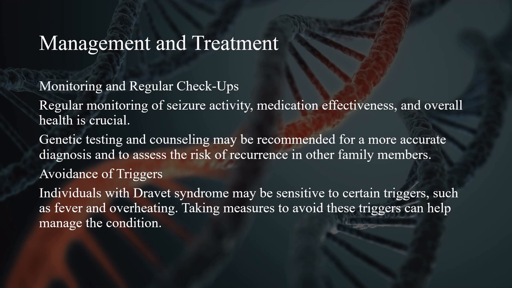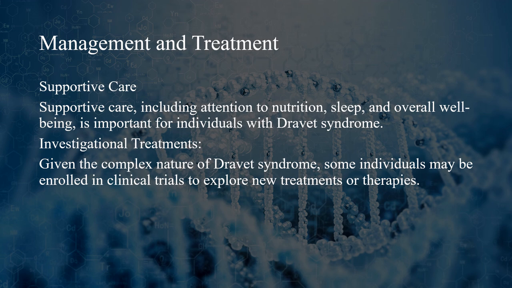Monitoring and regular checkups. Regular monitoring of seizure activity, medication effectiveness, and overall health is crucial. Genetic testing and counseling may be recommended for a more accurate diagnosis and to assess the risk of recurrence in other family members. Avoidance of triggers. Individuals with Dravet syndrome may be sensitive to certain triggers, such as fever and overheating. Taking measures to avoid these triggers can help manage the condition. Supportive care. Supportive care, including attention to nutrition, sleep, and overall well-being, is important for individuals with Dravet syndrome.